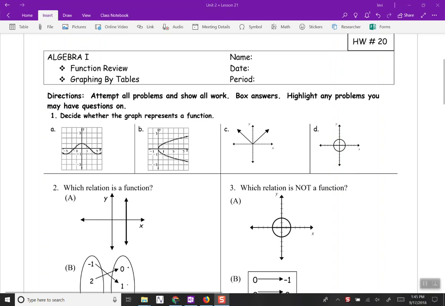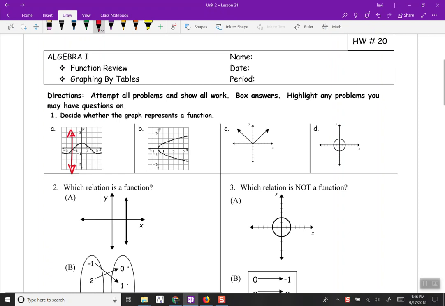Decide whether the graph represents a function. If they give us a graph, I'm going to do the vertical line test. That only crosses at one point, so yes, that's a function. This one crosses at 2 points, so no, that's not a function. Yes, this is a function. And this crosses at 2 points as well, so no, that's not a function.